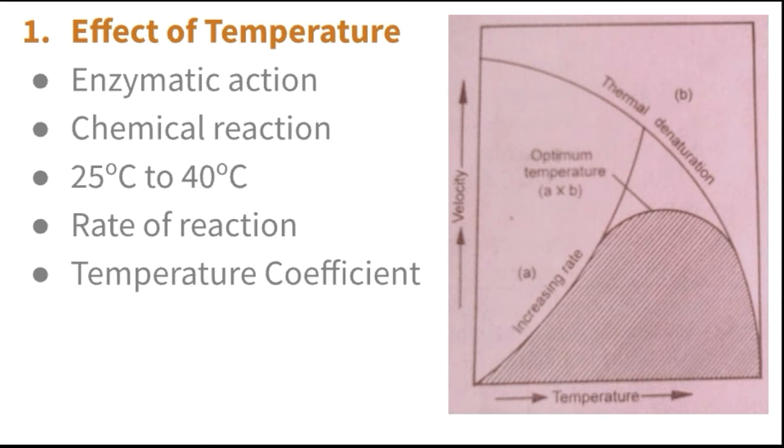Most enzymes remain inactive at a low temperature, and they are denatured and destroyed at high temperature. You have seen here the one optimum range, 25 degrees Celsius to 40 degrees Celsius. At lower temperature the enzyme is inactive, and at higher temperature it is denatured, because enzymes are proteins and the proteins get denatured.